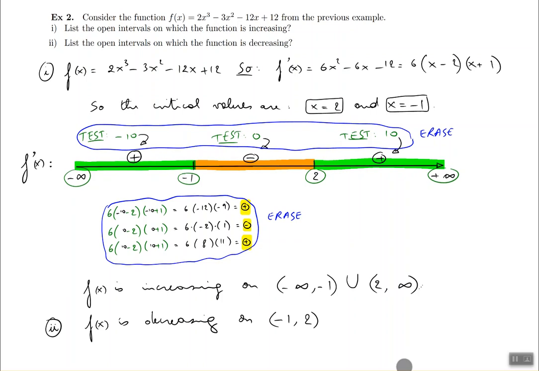So as you can see, the work is the same for part 1 and part 2. So typically speaking, we combine those two parts of the problem in one question. We just say, tell me the intervals on which the function is increasing or decreasing, because the work is identical. So in this case, don't write it twice. Just write it down once and then use that line with the green and orange to get the two solutions of the problem.